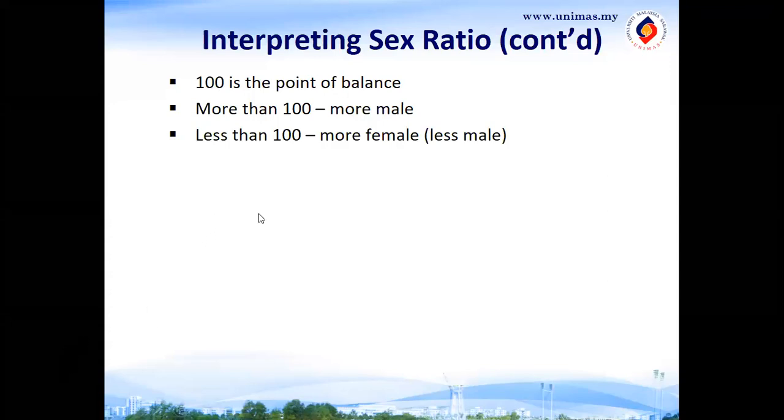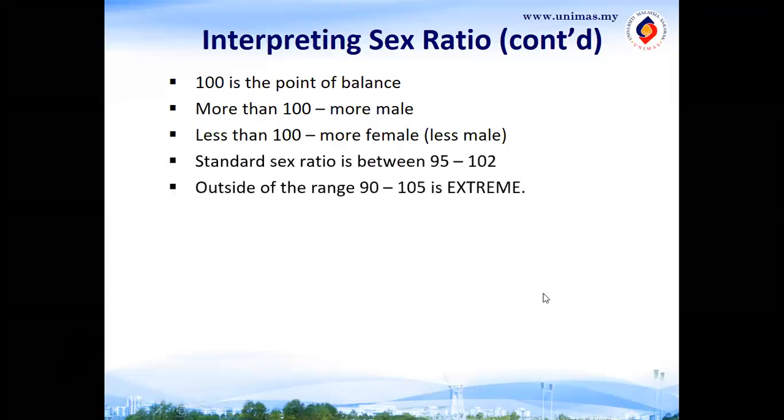Very simple maksudnya, tapi dari segi implikasinya banyak. But the standard sex ratio, the acceptable sex ratio, is between 95 to 102. Within that value is considered quite normal, standard ratio. So mungkin negara A mempunyai sex ratio 95, negara B mungkin 98, next country maybe 101 dan sebagainya, but the range from 95 to 102 is considered a standard sex ratio.